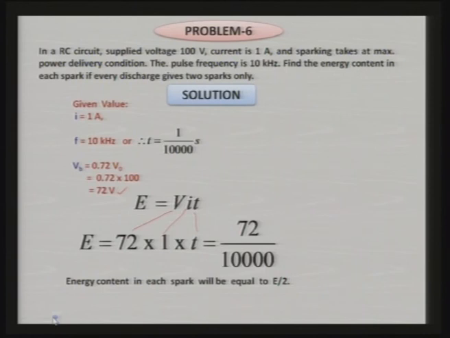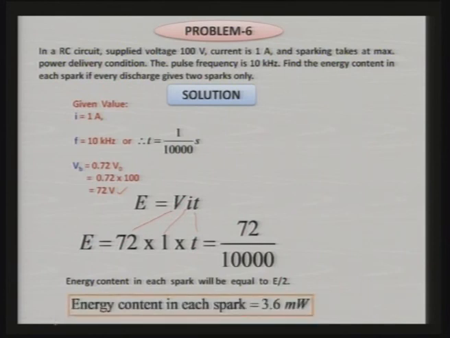So, energy contained in each spark will be equal to E by 2, because there are 2 sparks in each cycle. So, this becomes divided by 2, and you get the energy contained in each spark as 3.6 milli-joules, this is milli. Thus, you can calculate what is going to be the energy content in each spark.